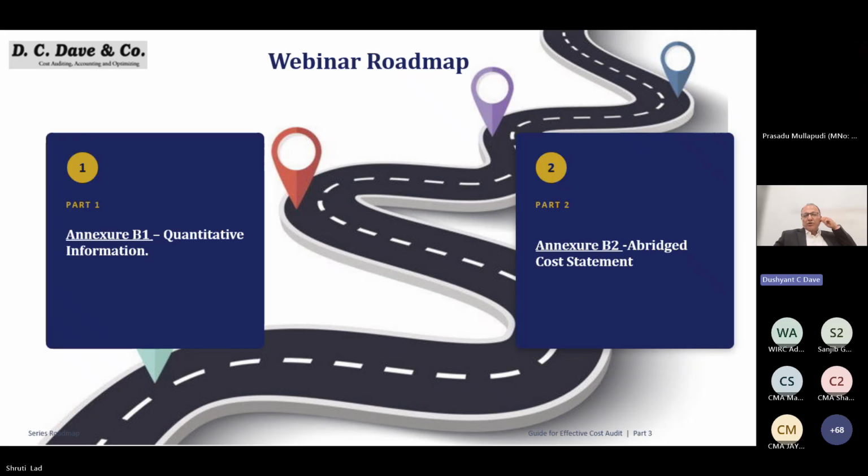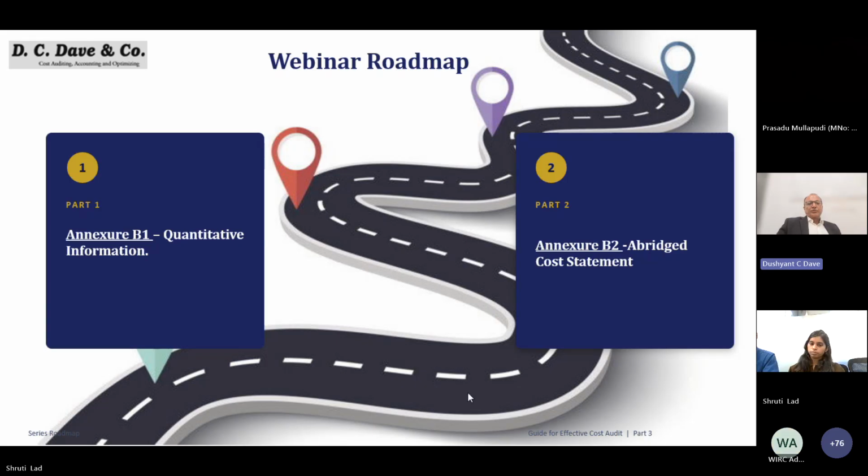So B1 and B2 consume significant time because each depends upon accurate quantitative data and proper reconciliation. The challenge is not preparation, the challenge is verification. Let me take you there. So now before understanding material consumption, we must first understand what exactly has been produced. So that brings us to annexure B1.